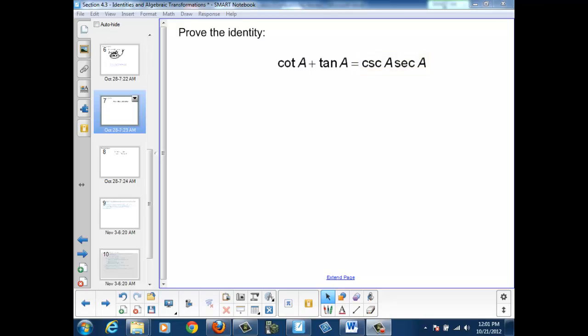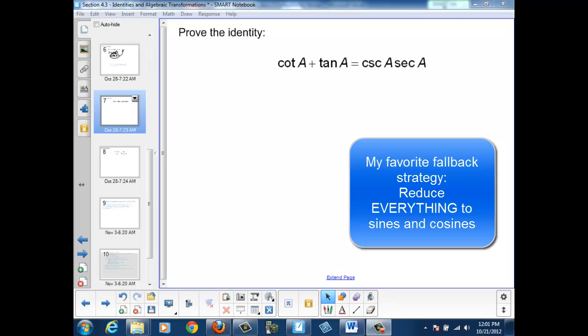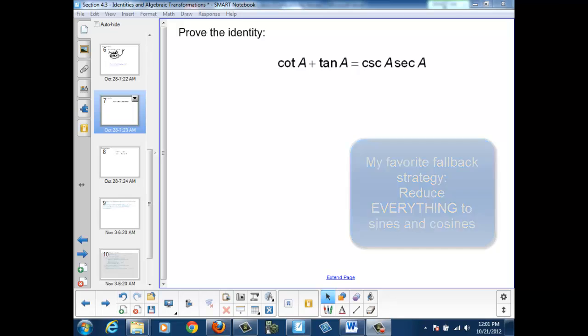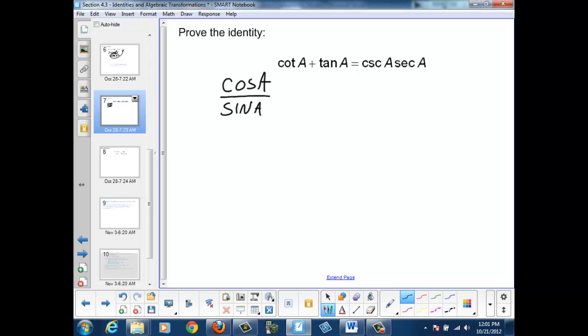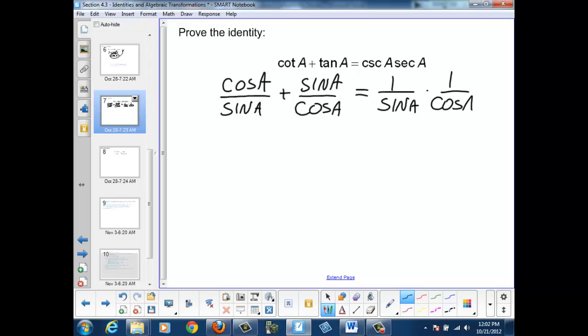My first instinct is to reduce the number of trigonometric functions. So I go to my fallback position and I write everything in terms of sines and cosines. That will reduce the number of trigonometric functions to 2 instead of 4. So we start with the quotient identity for cotangent, which is cosine A over sine A, and the quotient identity for tangent, which is sine A over cosine A. I'm going to do the same thing for the right-hand side. Cosecant A is 1 over sine A, and secant A is 1 over cosine A, our reciprocal properties.